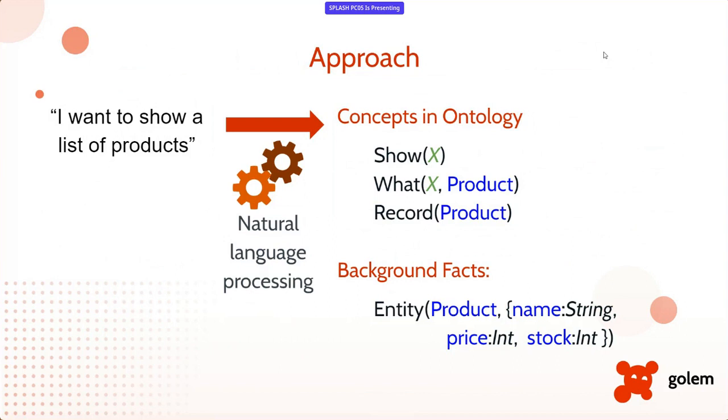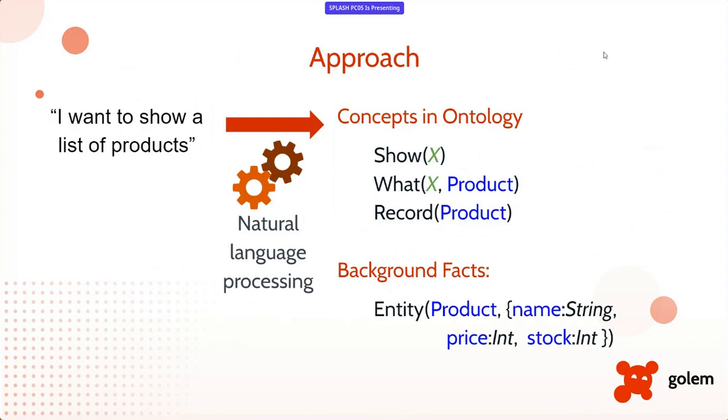And so these facts are basically predicates in a logic, and they represent the original utterance in terms that the logic can understand. So for this example, I want to show a list of products. We have a concept called show, which means that we're going to display something on the screen. We need to know what to show. In this case, we want to show products, and there's indication that product is some kind of data structure or record here.